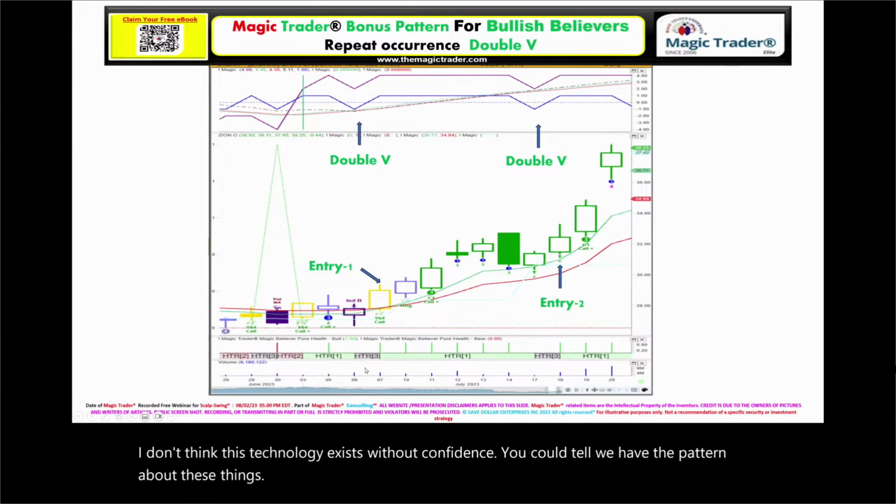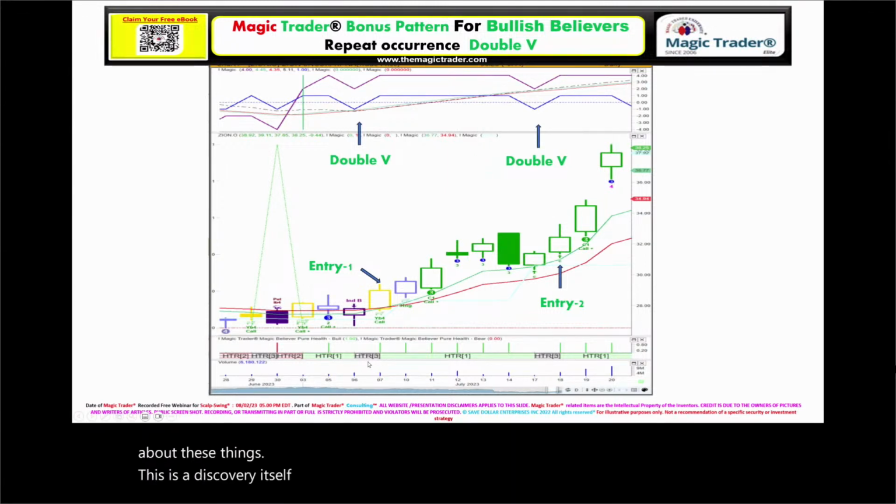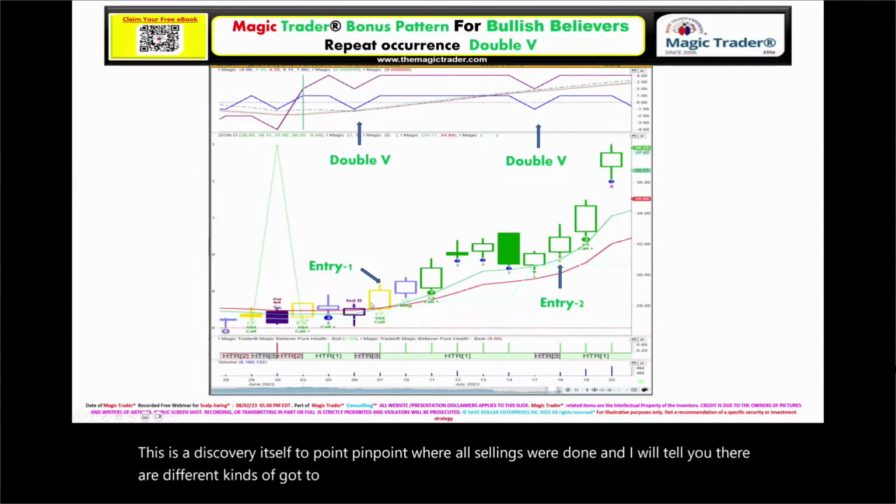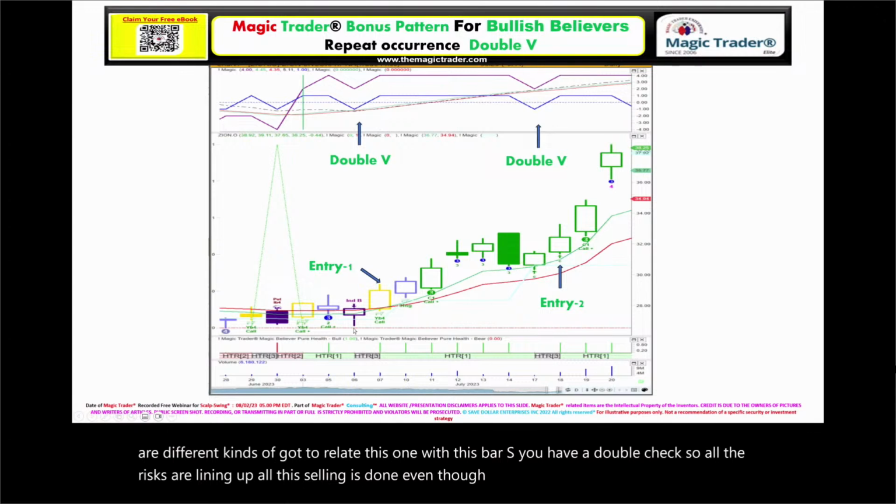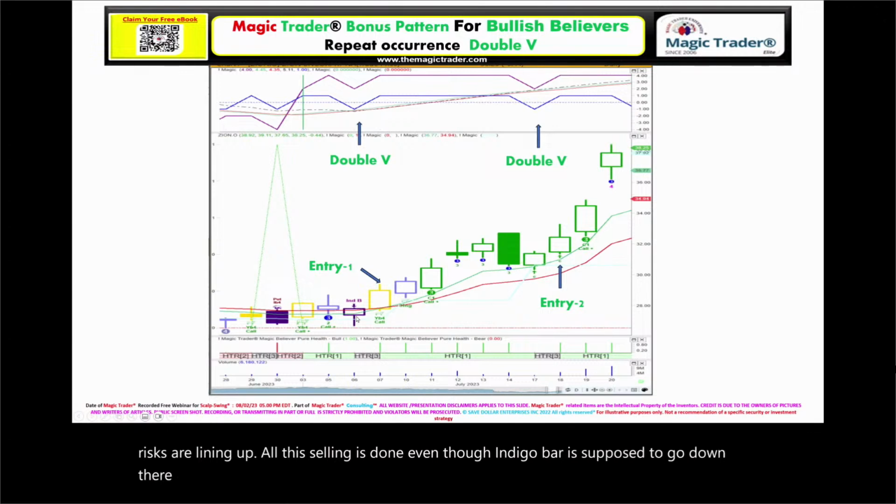This is a discovery itself, to pinpoint when all the selling was done. And I will tell you, there are different kinds. You have to relate this one with this bar, so you have a double check. All the risks are lining up, all the selling is done. Even the indigo bar is supposed to go down. That's another technical way you could say, oh, this has a tail and it grows. Okay, so we're going higher.